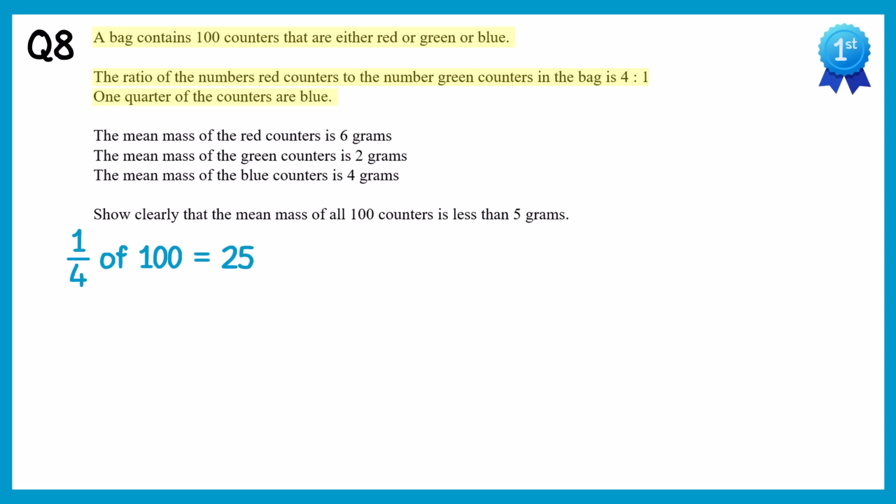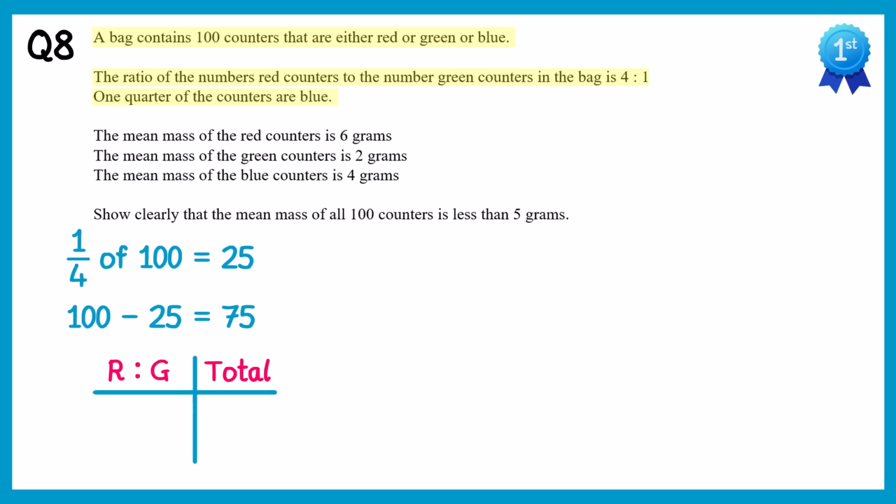Now if there are 25 blue counters, we can subtract this from the total number of counters, so 100 subtract 25, to get 75. This means there must be 75 counters that are either red or green. Now we can return to that ratio from before. If we create a ratio table of red to green, and then do a total column, the ratio of red to green was 4 to 1, this gives a total of 5 parts in the ratio.